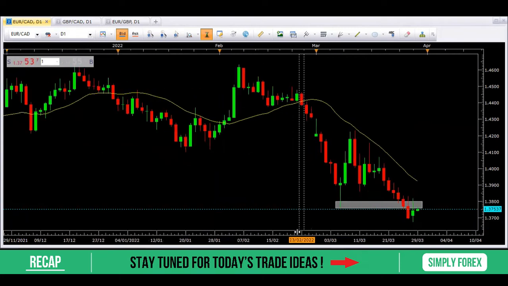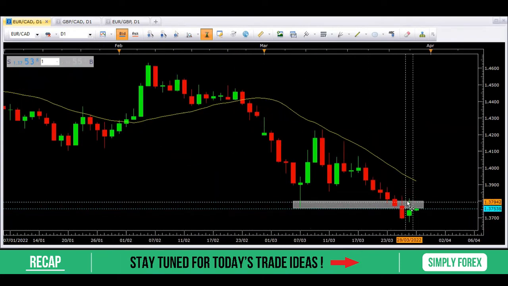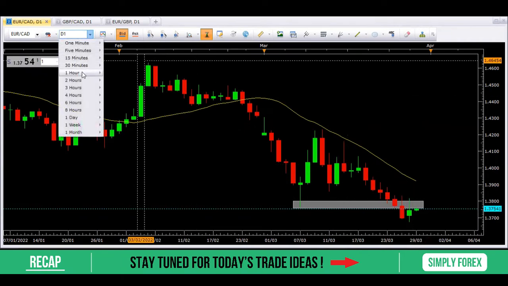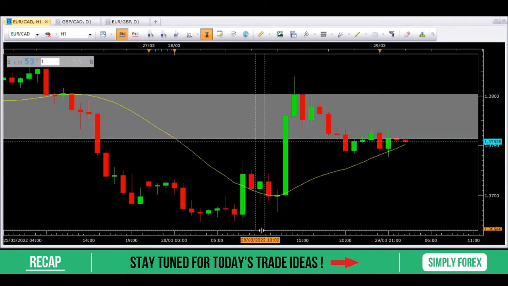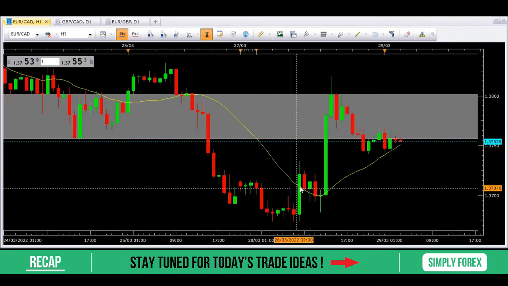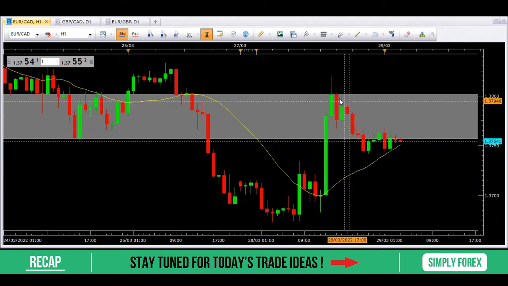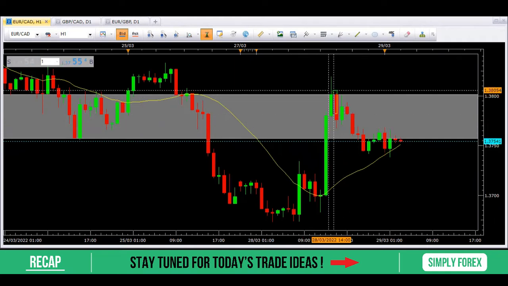As you can see, price did come up to our grey zone and it reacted with this large wick here. But let's see what actually happened on H1, where we can see in more detail, guys. So as you can see, price did retrace quite aggressively up into our grey zone, but it wasn't until this candle here that we had a trade.